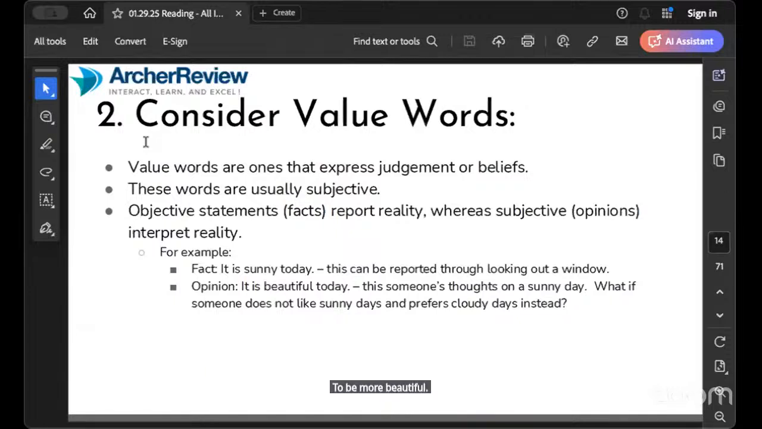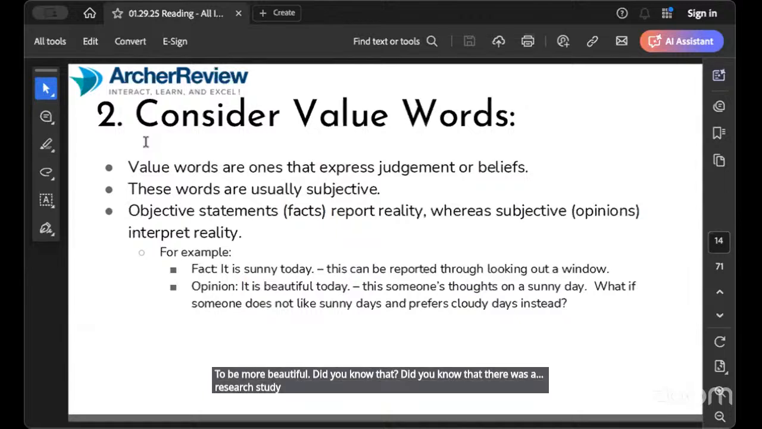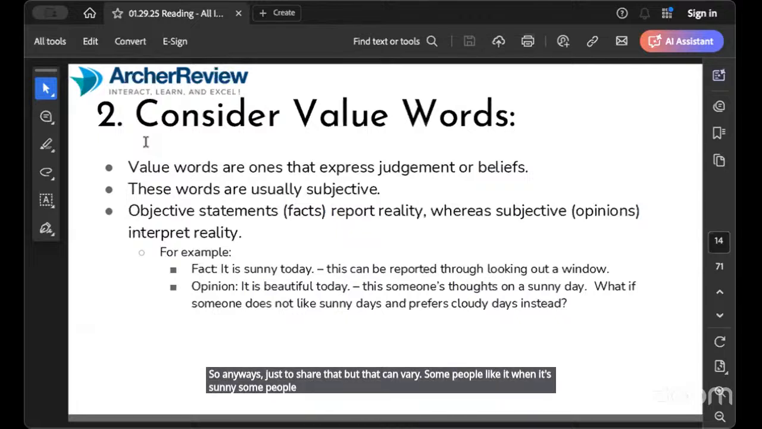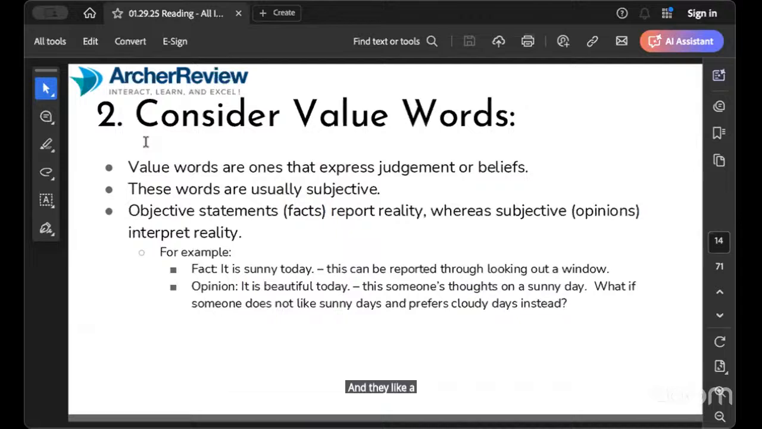Did you know that there was a research study done recently that some people are actually more productive when it's raining than when it's sunny? So, anyways, just to share that. But that can vary. Some people like it when it's sunny. Some people get migraines when it's super sunny, and they like a rainy day better. It's just peaceful, mellow, relaxing. So that's something that can vary from person to person.